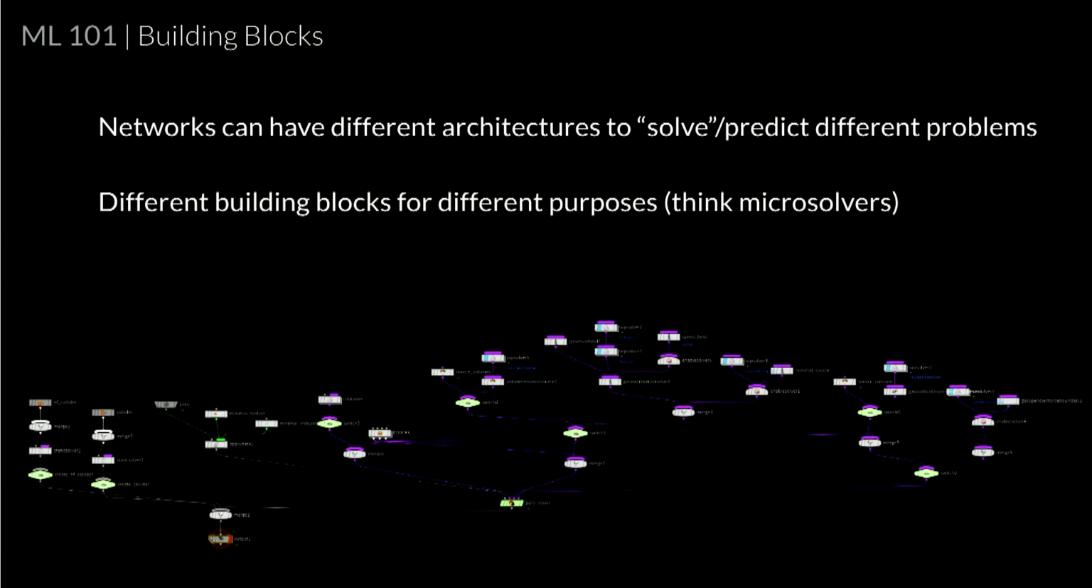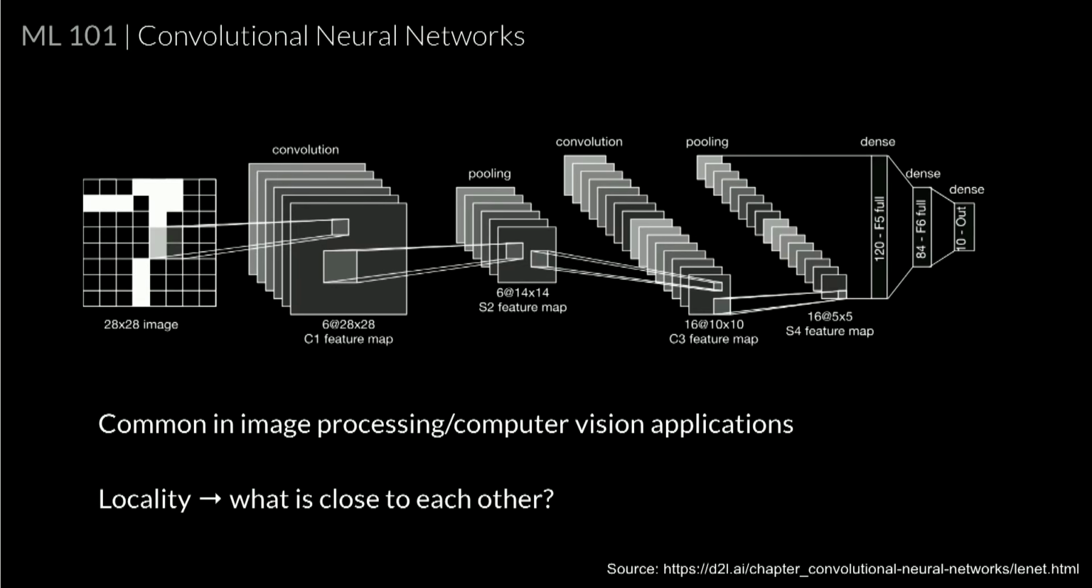And lastly, neural networks are not all the same. They can have different architectures and building blocks for different purposes. You can think of this as like microsolvers in a pyro solver. Each one has a very specific purpose. One type of architecture we focus on today is called a convolutional neural network. It's a type of network that is typically used in image processing applications where locality is important. That means what is close to each other. Essentially, you want the model to learn to look around a given area and make decisions based on what it sees.